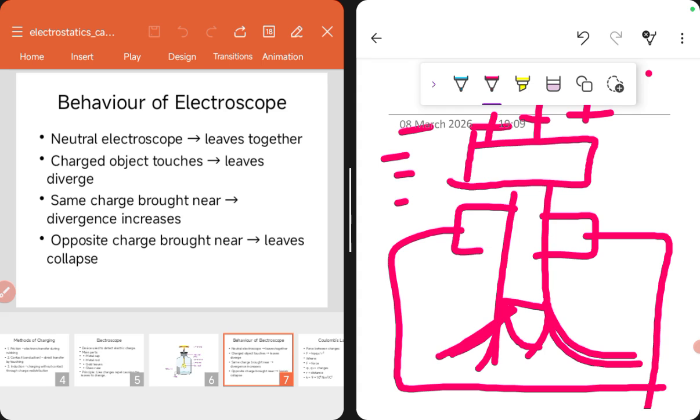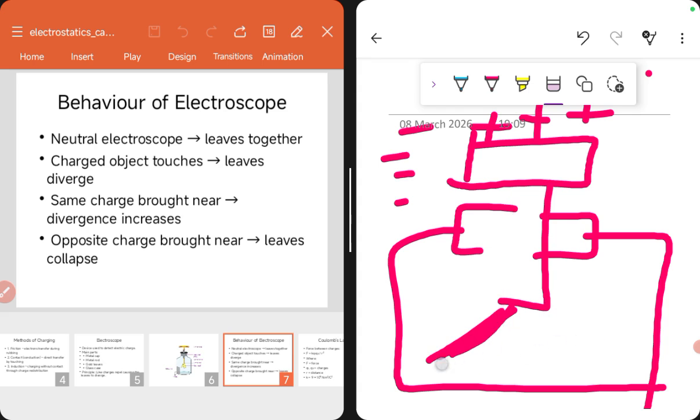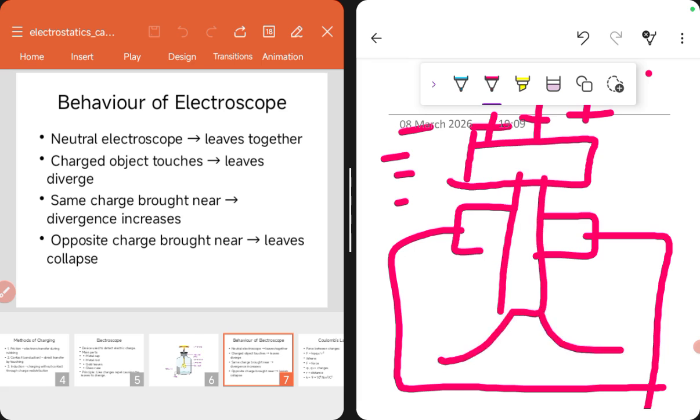So in order to show repulsion, the leaves will diverge. It diverges to show repulsion. Are you getting me? Diverges means goes far apart. The leaves don't touch because it's the same charge. So it will diverge to show repulsion.